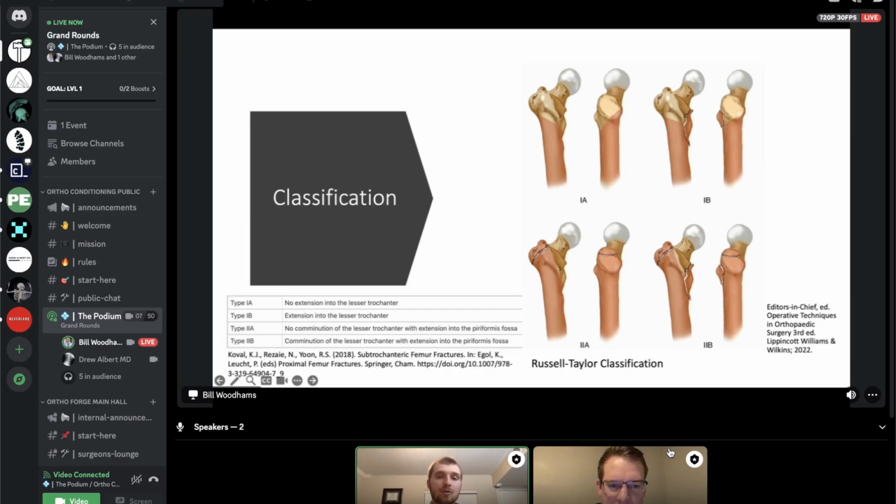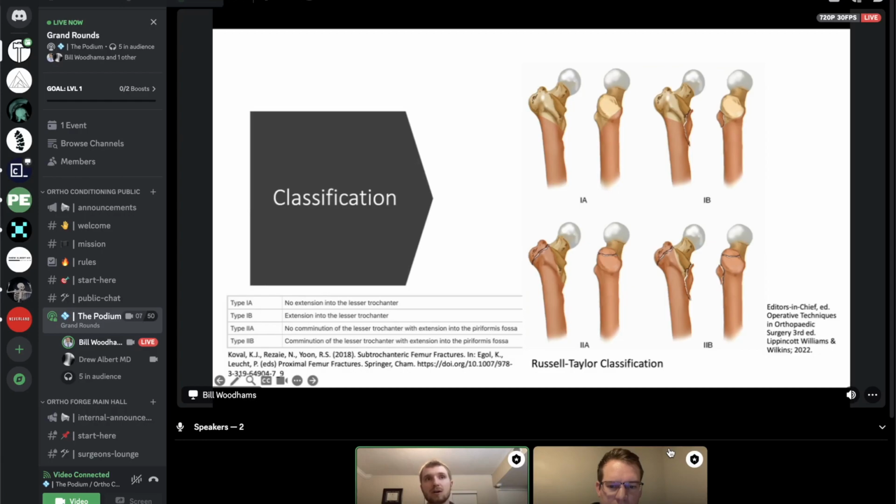And so once you know that it is a subtrochanteric femur fracture, you then go on to classifying it. And so I have a couple slides here really demonstrating the different classification of these fractures. And this is the Russell-Taylor classification. So you're going to start off with a type 1, and that's divided down into a type 1A and a type 1B. So for the type 1A, you're not going to have any extension into the lesser trochanter, whereas in the type 1B, it will extend into that lesser trochanter, as you can see in the upper right-hand image.